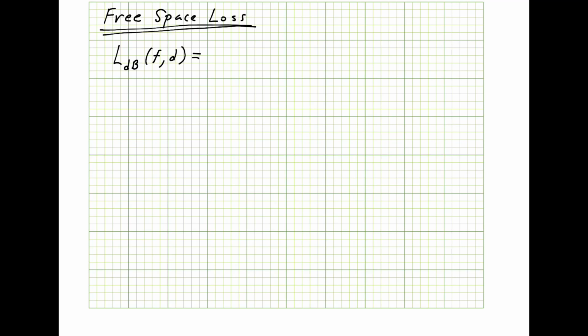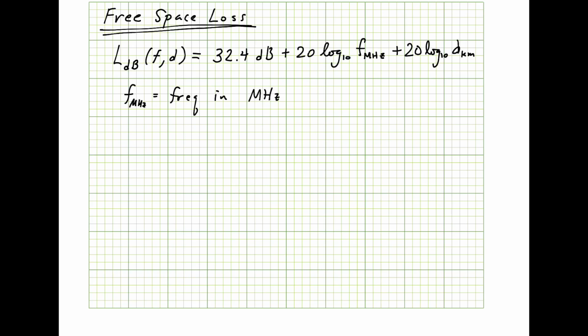For example, our Wi-Fi. So the loss as a function of frequency and distance is 32.4 dB plus 20 log base 10 of the frequency given in megahertz plus 20 log 10 of the distance given in kilometers. Okay, and so F MHz is equal to frequency in megahertz. So for example, 2,400 megahertz would be our 2.4 gigahertz Wi-Fi. And D km is the distance in kilometers. Okay? Where does this come from?